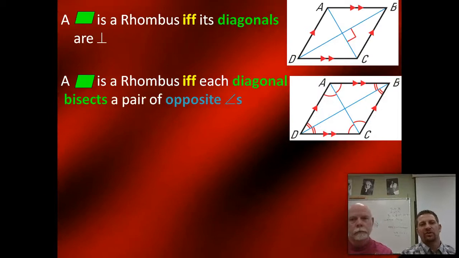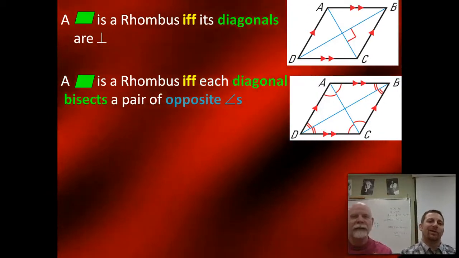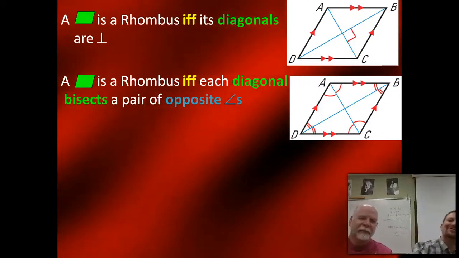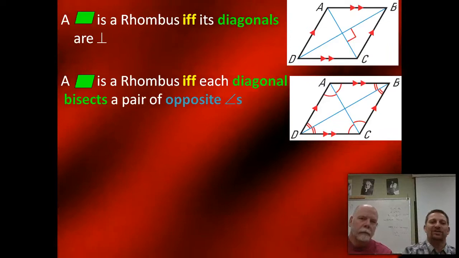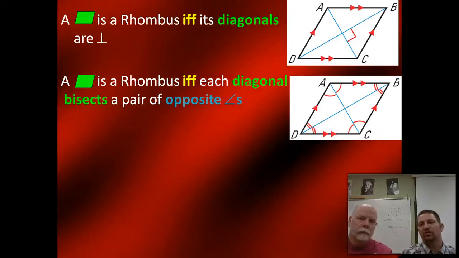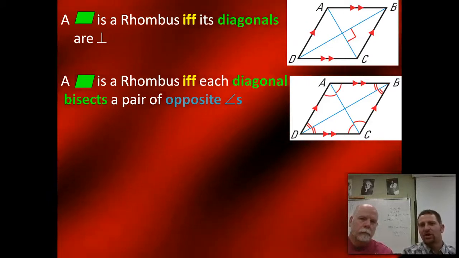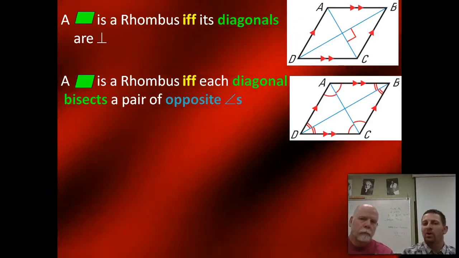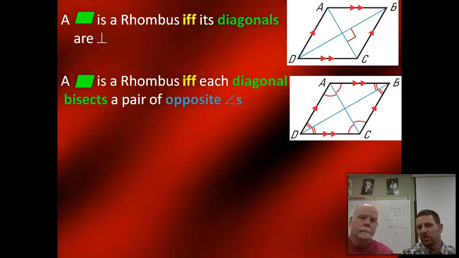All right, and so here's another one. I'll read it better this time. A parallelogram is a rhombus if and only if each diagonal bisects a pair of opposite angles. So if you look at the diagram, it kind of explains it all. Now notice I'm not focusing on the perpendicular, so you don't necessarily know that here, but you do now know that it's a rhombus because those opposite angles are bisecting each other. So that makes it a rhombus.